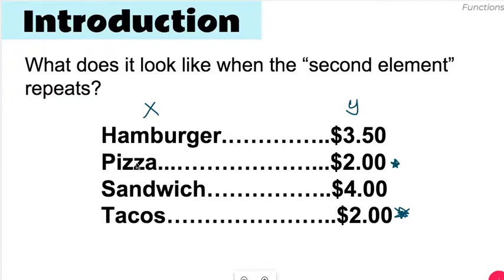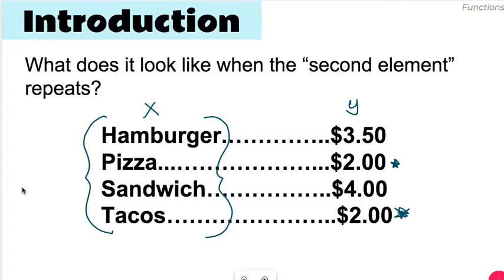Hamburger, $3.50, a pizza is $2, and tacos are $2. Is it possible that pizza could cost the same as tacos? Sure, there's no law saying it can't. Nobody's getting ripped off. Two people aren't getting charged different for the same thing. So if the second number repeats, it is not a problem. Remember, we focus on the first set of numbers. These first set of numbers have nothing repeating, so this would be a function.